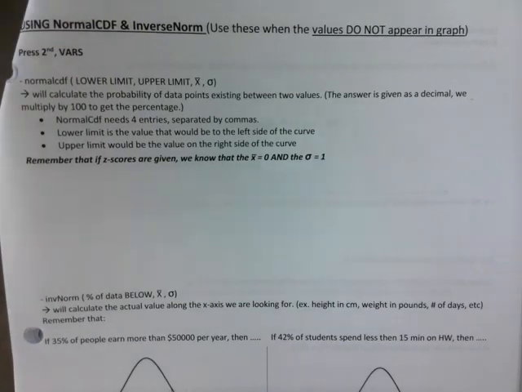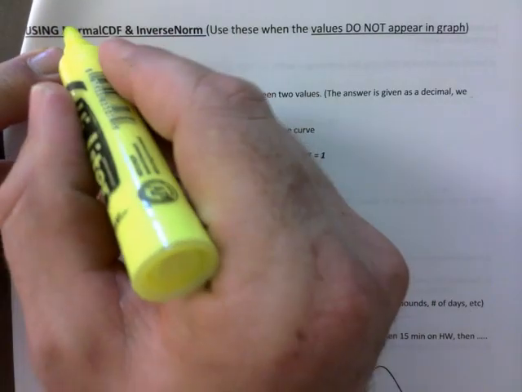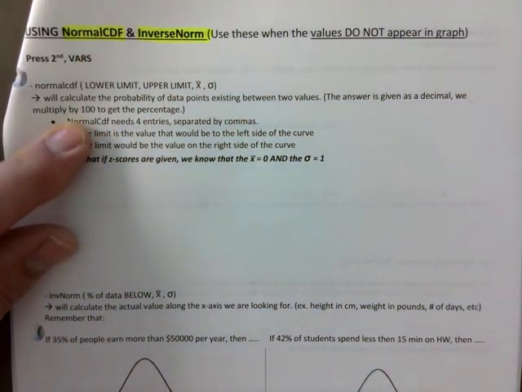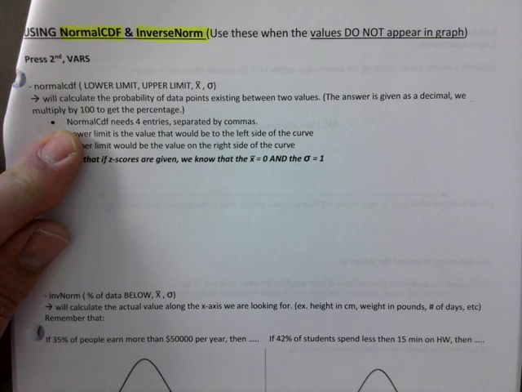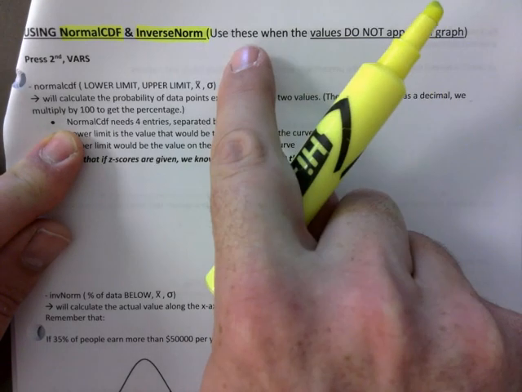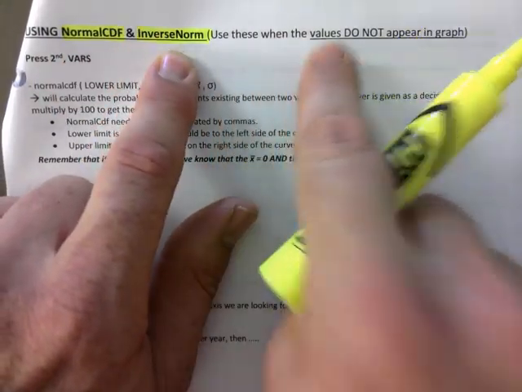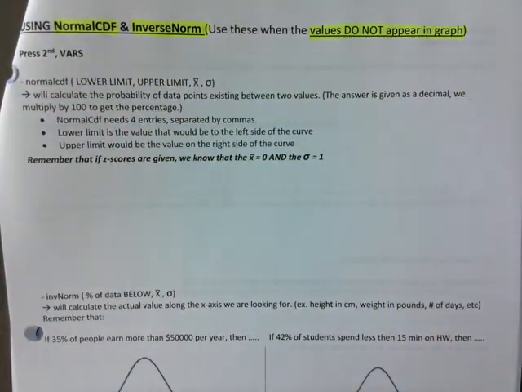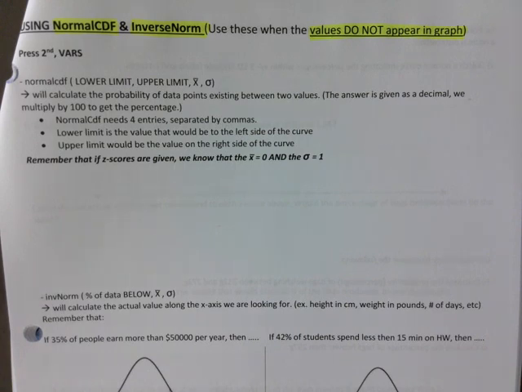Let's focus here. So we will use two functions, Normalcdf and inverse norm. Those are very important. We use these when the values do not appear on the graph. Okay, that's when we use those. I could also say we use them when there's no graph provided.